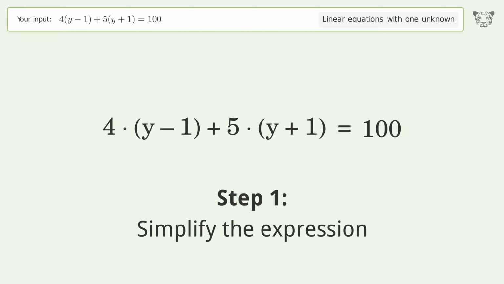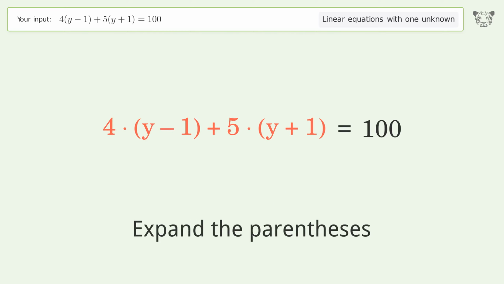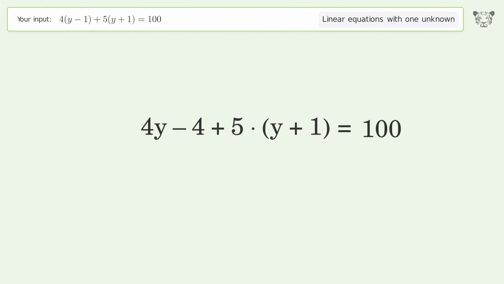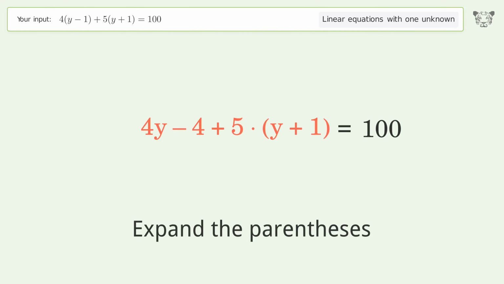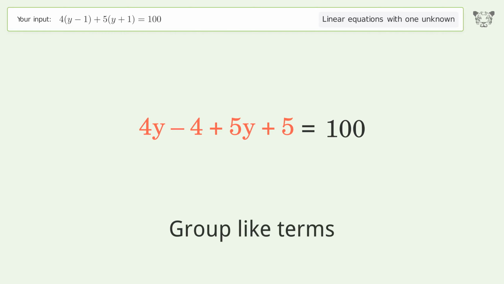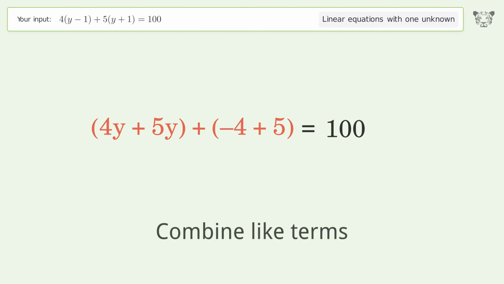Simplify the expression. Expand the parentheses. Simplify the arithmetic. Expand the parentheses. Simplify the arithmetic. Group like terms. Combine like terms.